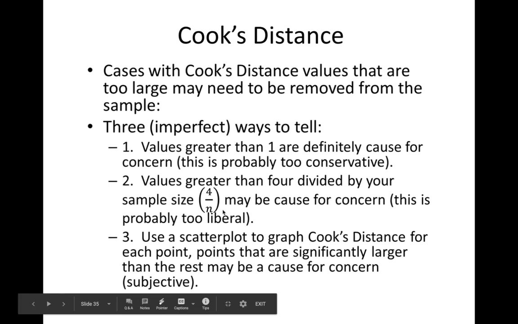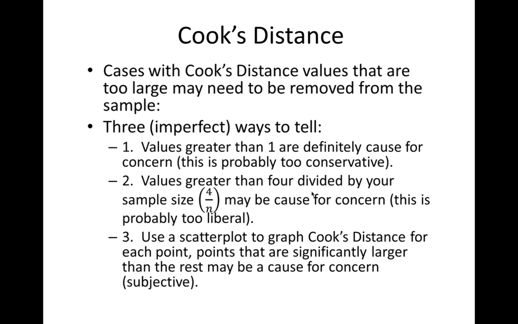Another threshold that was proposed a while ago is to take your sample size, n, and divide 4 by n. That is a good threshold, though it is actually probably too liberal. You're probably going to kick out too many people according to that threshold. So it's somewhere in between. Think of the Goldilocks example: not too hot, not too cold is probably the best approach.